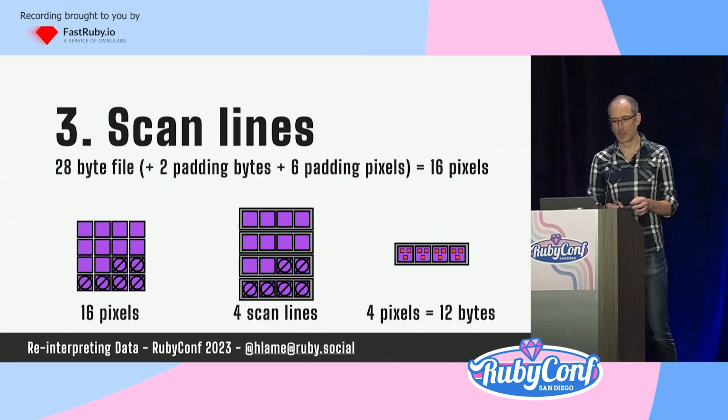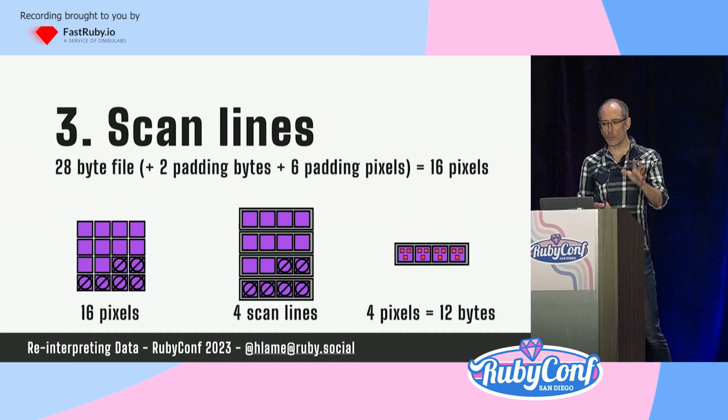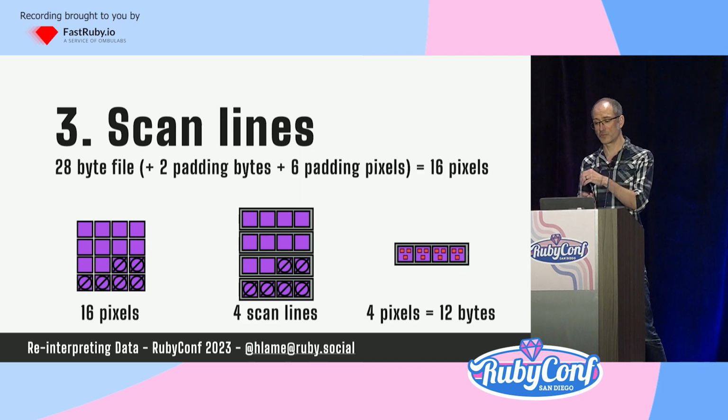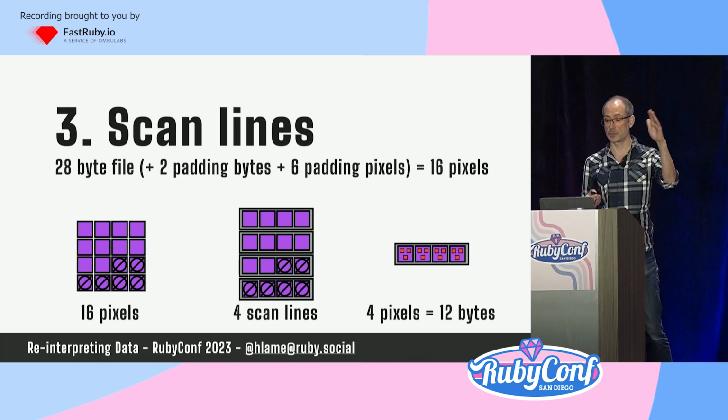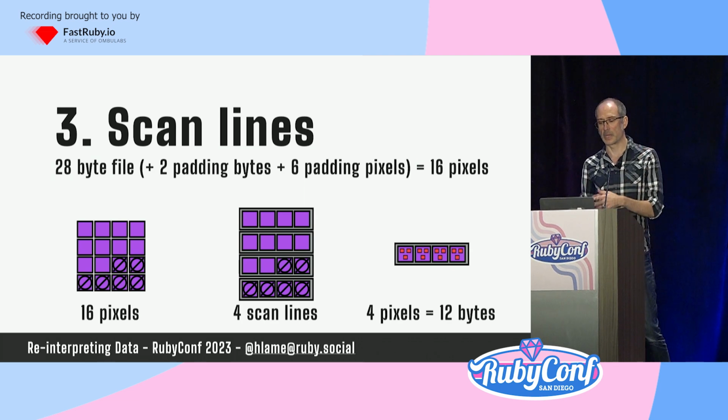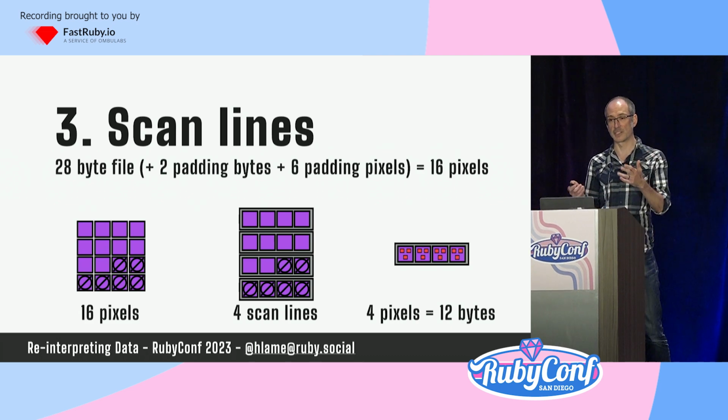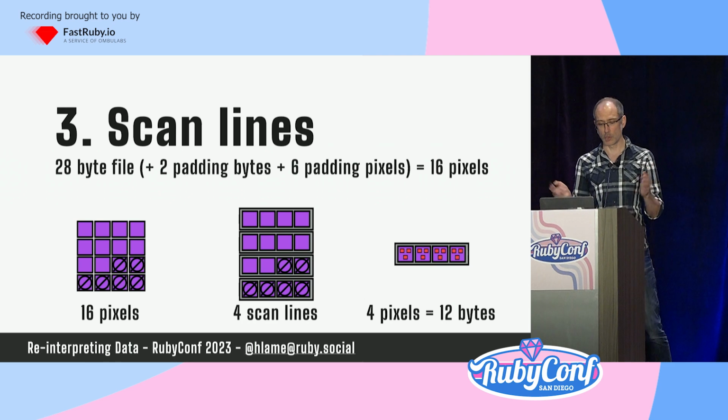Our third problem is scan lines. Now, you could probably have anticipated the first two if you thought about the problem of images, but scan lines are a quirk of the bitmap format. A scan line is a single row of pixels from our image, so our 28-byte file, a 16-pixel image, is 4 by 4. So it has 4 scan lines containing 4 pixels each. For reasons, the bitmap spec says a scan line must be a multiple of 4 bytes. So this is fine for our 28-byte file because our rows are 4 pixels long. Each pixel is 3 bytes, and that adds up to 12, which is a multiple of 4.